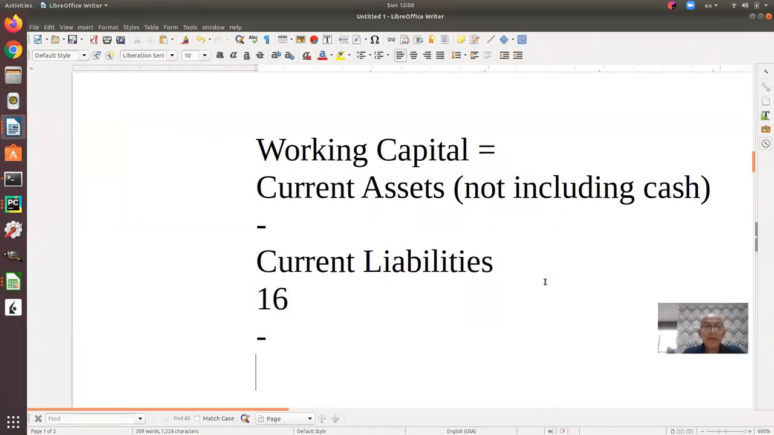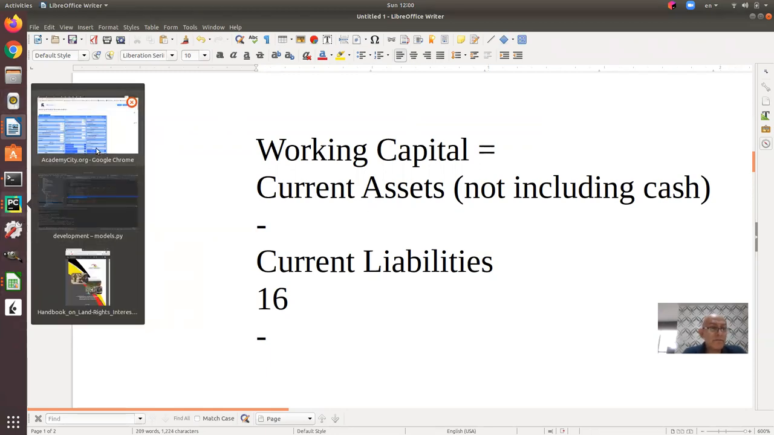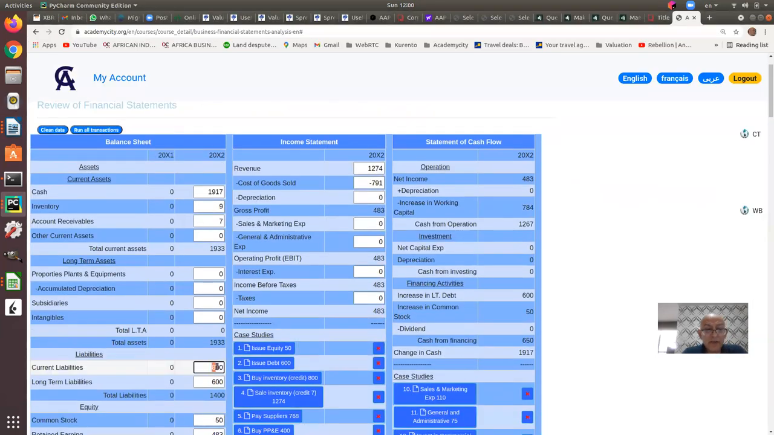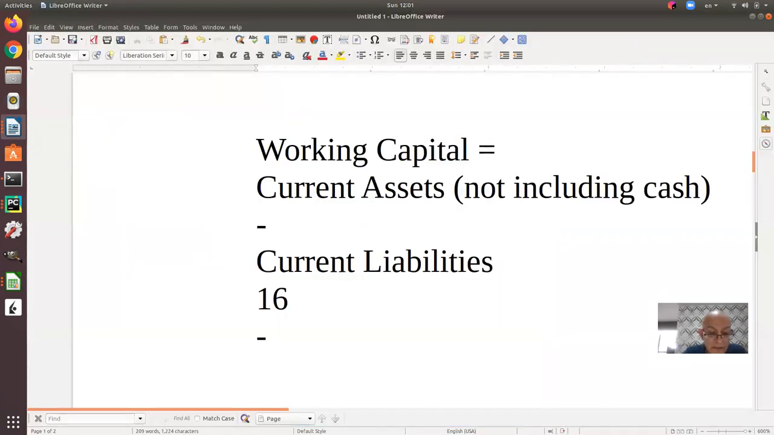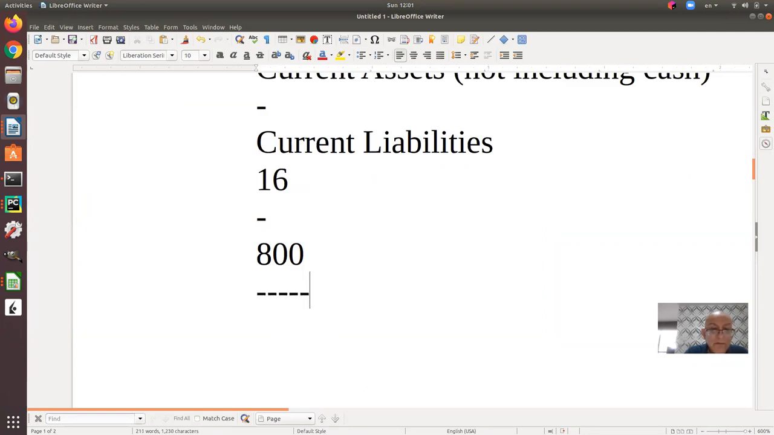Minus how much current liabilities went up. Let's go back again. Current liabilities, don't forget, went up by 800. Everybody agree? Yes. So before this transaction, it's true the inventory went up, but some of the inventory went to the customers. End result, if that's what happened this year, nothing else, my current assets went up only by 16. My current liabilities went up by 800. So let's write it down. Minus 800. How much is it together? That should be minus 784. Am I right, guys?